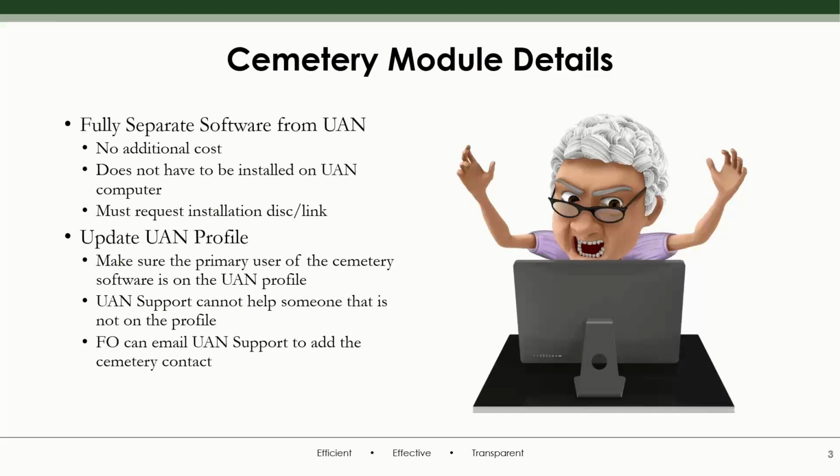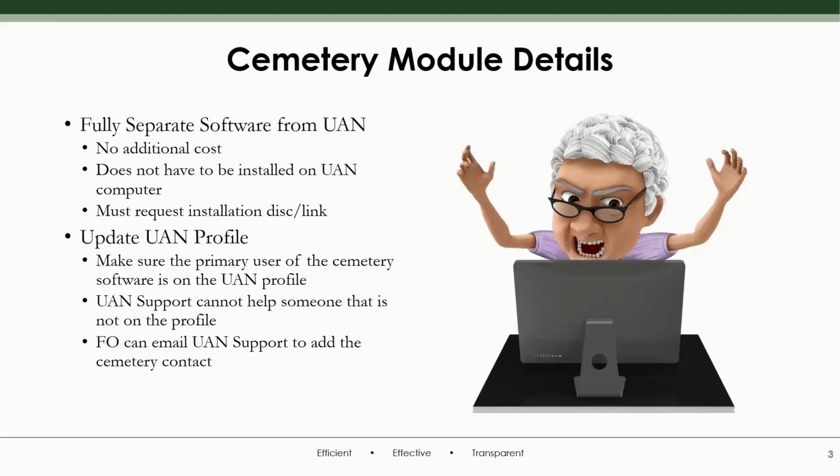But the only kicker to that is you will need to request an installation disk or a link from UAN support. It's not something that's included in our routine accounting releases. So, the 2022.1, 2, 3, those types of releases, the cemetery software is not included in that. So you would need to contact us to get the download link or to get an installation disk sent out to you.